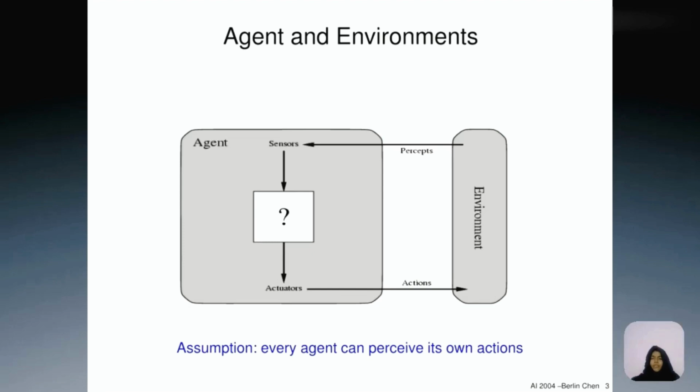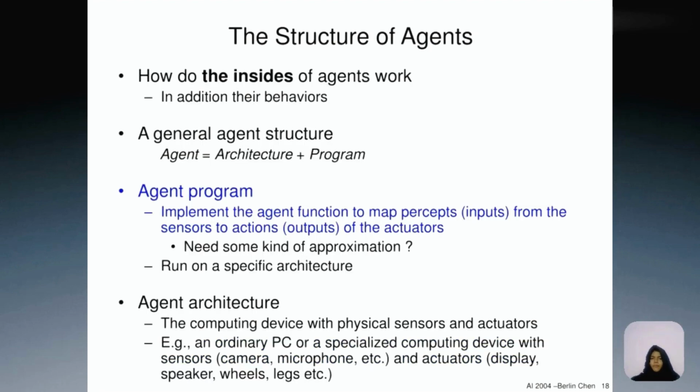In this video, we are going to discuss agent and environment. Here is the diagram which shows the interaction between agent and environment, where it involves sensors, actuators, actions, and percepts. Starting with the structure of agents: how do the insides of agents work, and in addition, their behaviors?